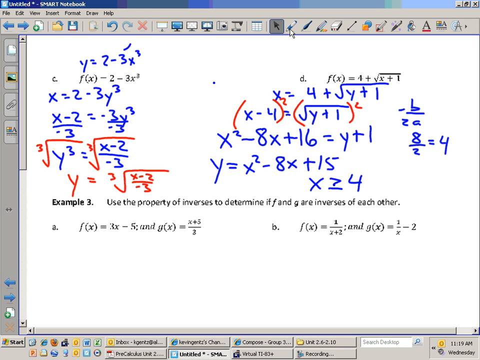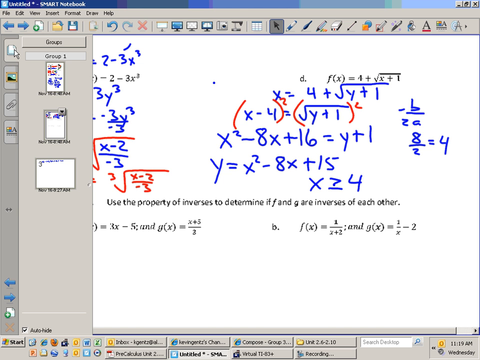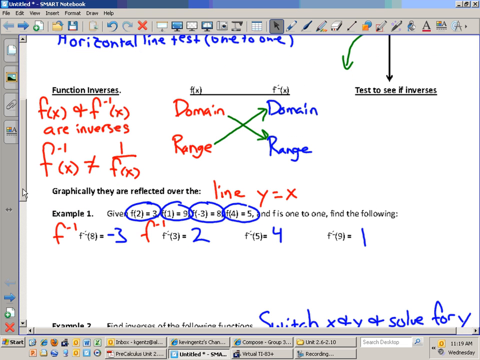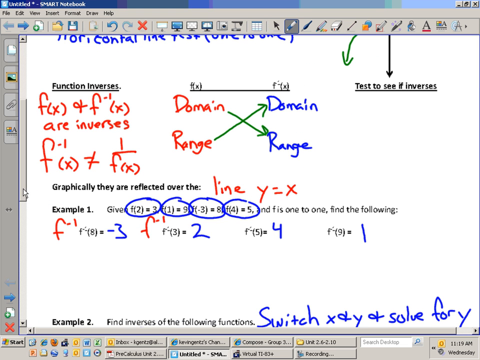That's one of the more challenging pieces that you would see. Okay. Two more problems. We're not going to do all four. We're just going to do two. If you go back to your first page, the last thing we want to do is test to see if something's an inverse. Here's how you test to see if something's an inverse.